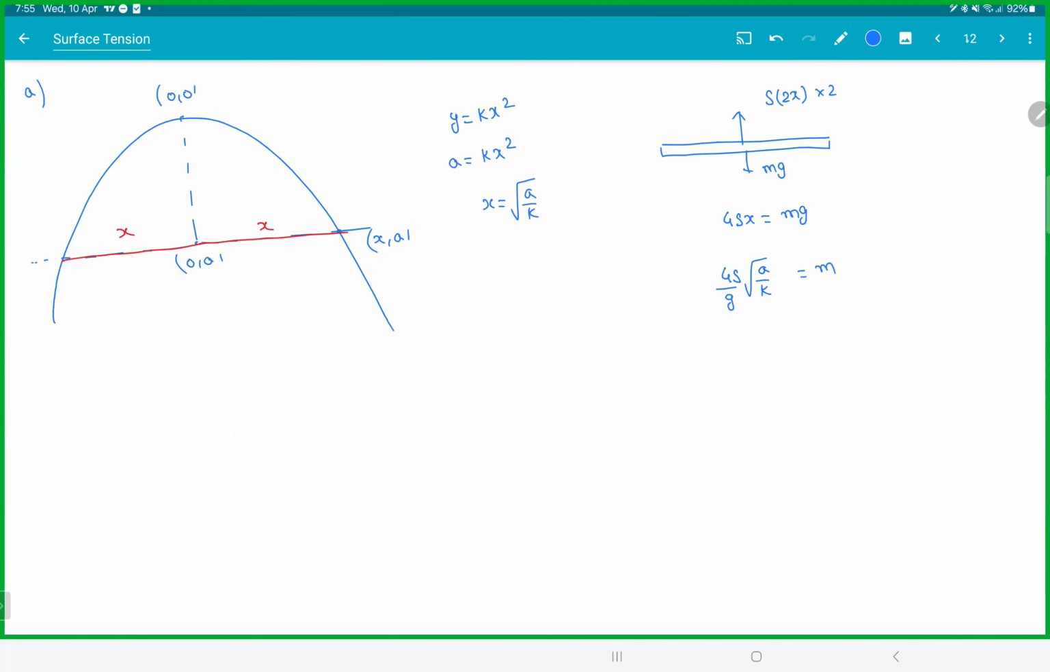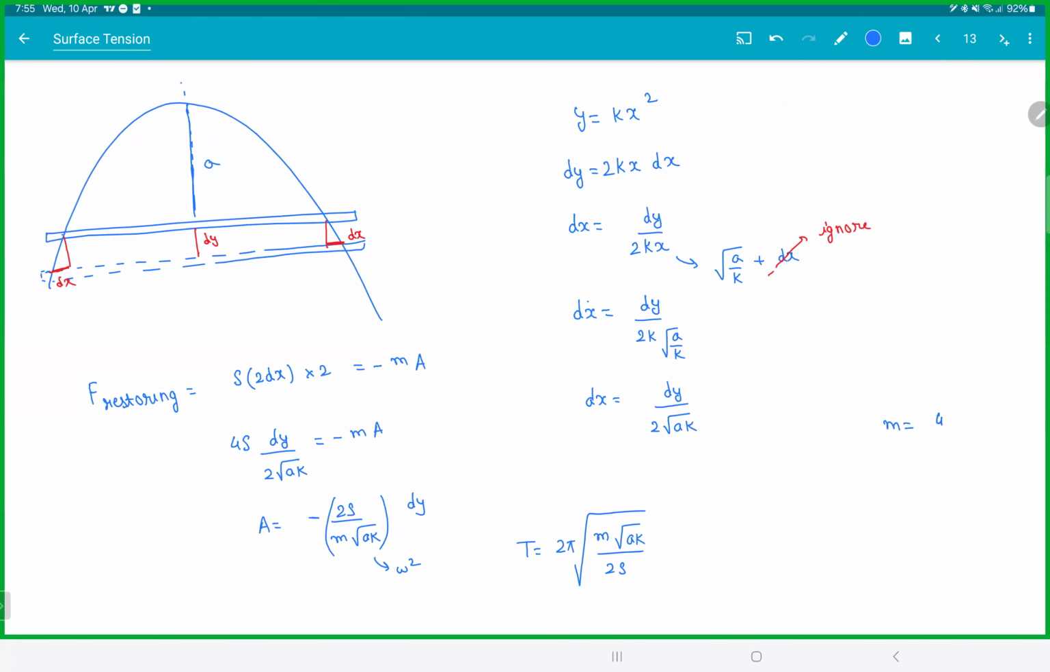Mass of the rod is how much? 4s by G, root A by K. Sir, can you explain the integration part again?